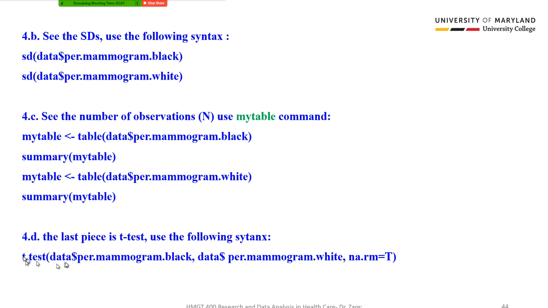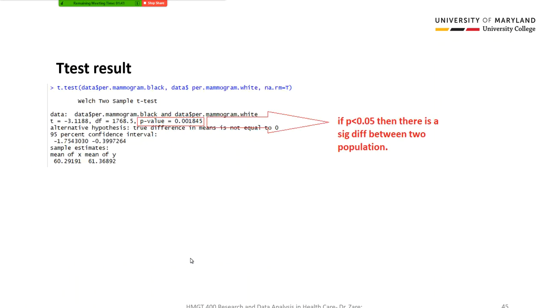The t-test is a command here. This is the name of data. This is the variable for black, and this is the variable for white. Now I say, okay, if there is any missing data in the file, just consider them as missing data. If I run this command, you can see this output.